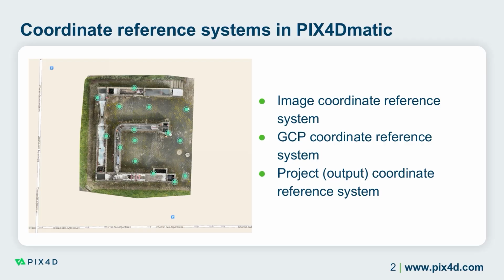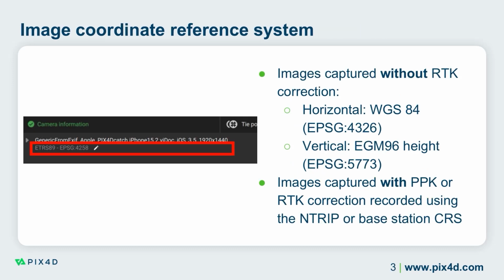When working with PIX4Dmatic, there are three coordinate reference systems to be aware of. This video will concentrate on working with known coordinate reference systems, or CRS for short. The image coordinate reference system is assigned automatically to the images when captured. For most imagery, including drones, the WGS84 horizontal coordinate reference system is used. If you are working with PIX4D Catch without connecting to a compatible RTK device, the images will be captured using WGS84 for the horizontal CRS and EGM96 for the vertical CRS.